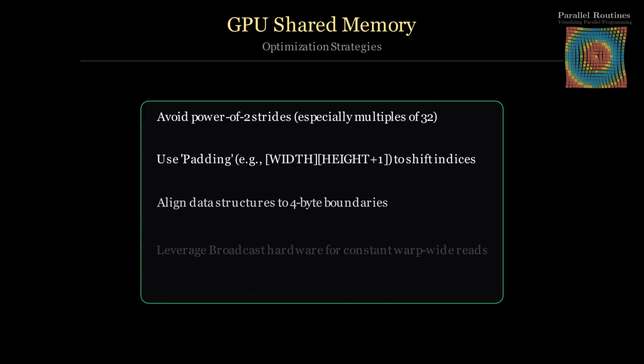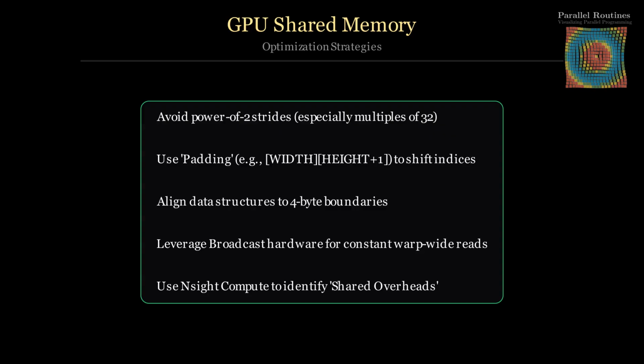Let's consolidate our optimization strategies. First, avoid power of two strides as they create predictable conflicts that serialize your memory access. Second, use padding techniques. Adding an extra column to your two-dimensional shared memory arrays breaks power of two alignment and creates coprime relationships. Third, maintain 4-byte alignment for your data structures as the hardware is optimized for word-aligned accesses. Fourth, leverage broadcast when threads share constant values. The hardware is your friend here.